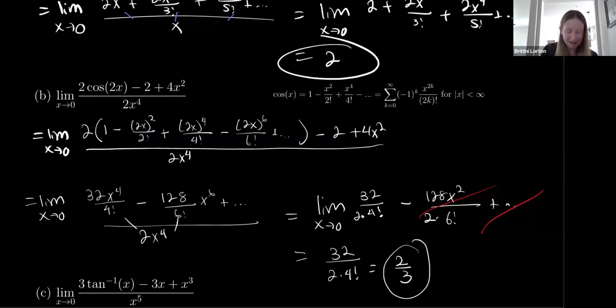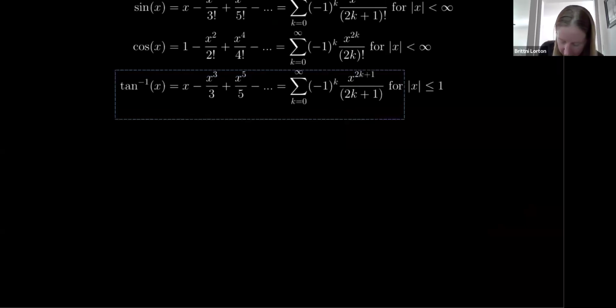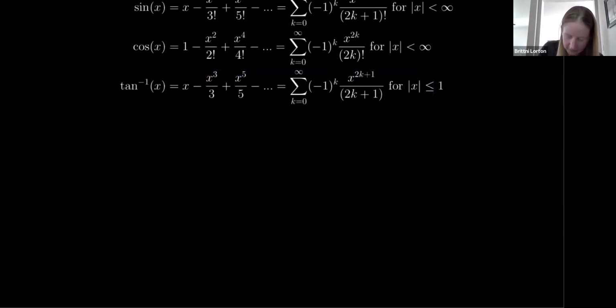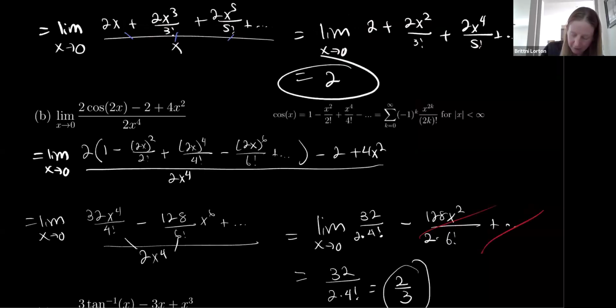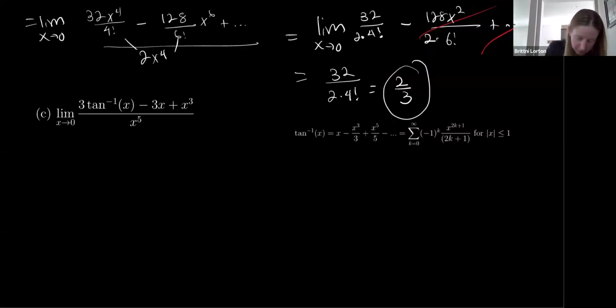All right, so same thing for the next one. Let me go back up and grab the power series that I need. In this case it would be the arctangent, so that way I have it in front of me, just right here off to the side. And I turn everything into a polynomial, right? Turn everything into a polynomial.